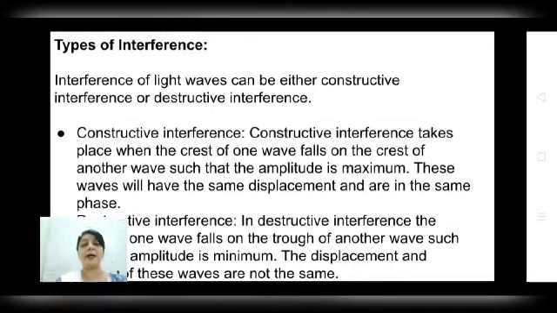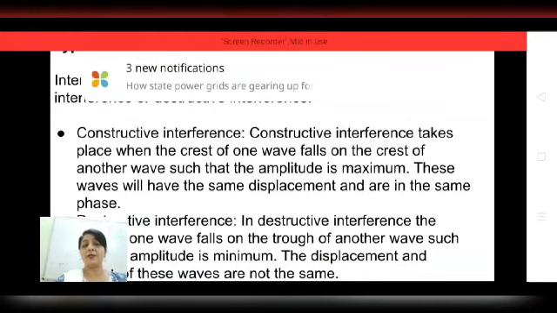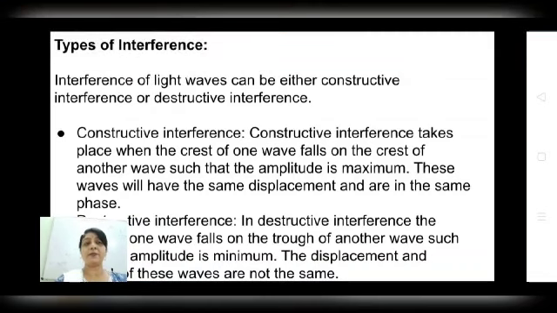Friends, what is a path difference? So, path difference is the difference of the path traveled by the two waves which are superposing with each other. The phase difference can be calculated from this path difference as it is 2 pi by lambda times the path difference.